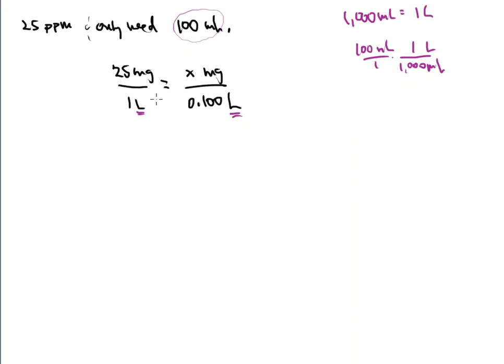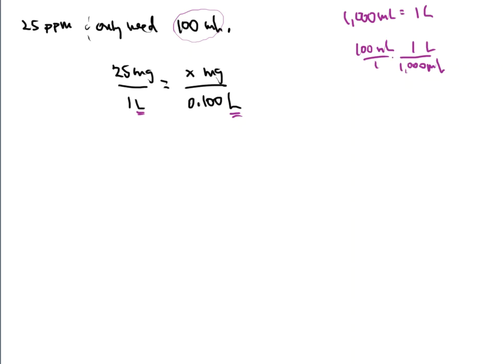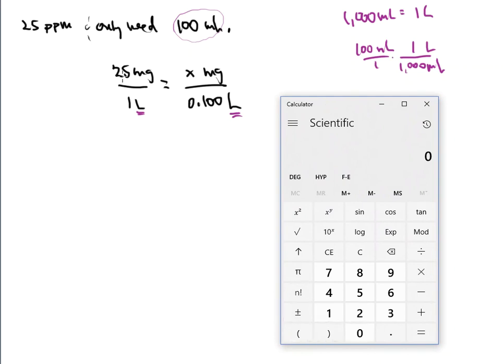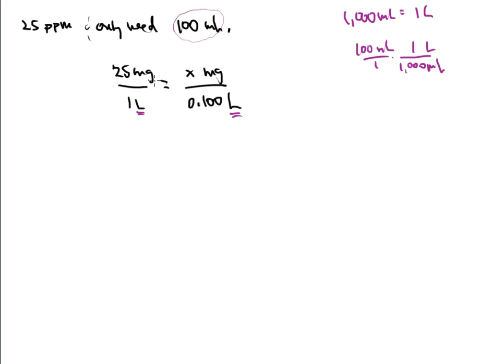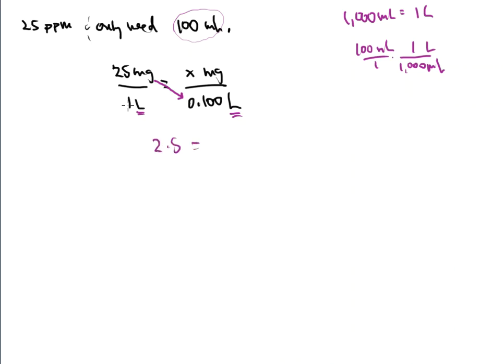So there's my setup. Now, in order to solve this, I'll bring in my calculator. And I'll take 25 times 0.1 because we're going to cross multiply here, right? So I'm going to take 25 times 0.1, and that gives me 2.5 equals 1 times x is x. So 2.5 milligrams is what I would need to use. Dissolve it into 100 mils of solvent, whatever that solvent is, and now I've made my 25 ppm solution.